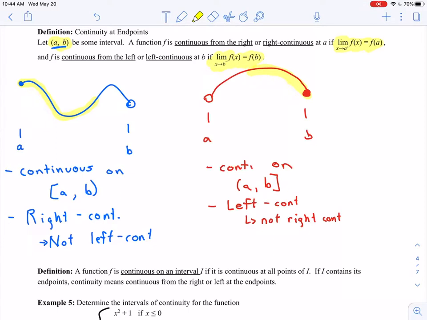And then, of course, if we contain both of our endpoints, so let's say I have, we'll make it really small over here, I'm running out of room, let's say I have a function that looks like this. If I contain both of my endpoints, then of course this function is continuous on a to b on that closed interval. It is both left and right continuous. It is right continuous at a, and it is left continuous at b.